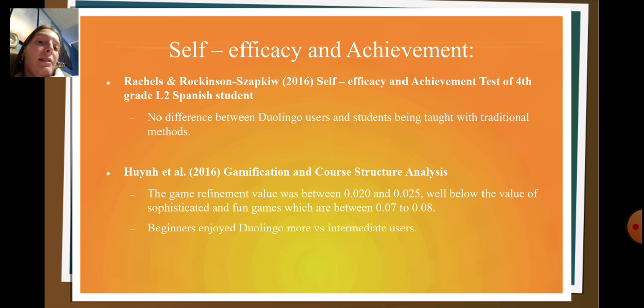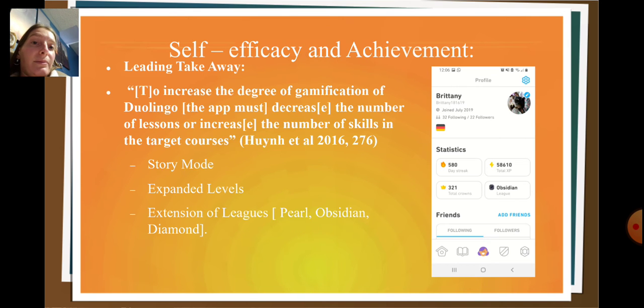Also, Wing et al. identified that beginners enjoyed Duolingo more versus intermediate users. So what this suggests: to increase the degree of gamification of Duolingo, the app must decrease the number of lessons or increase the number of skills in the target course. And there are some things that they have done, such as story mode, expanded levels, and extensions of leagues. But this all needs to be assessed again to see if it has improved anything.